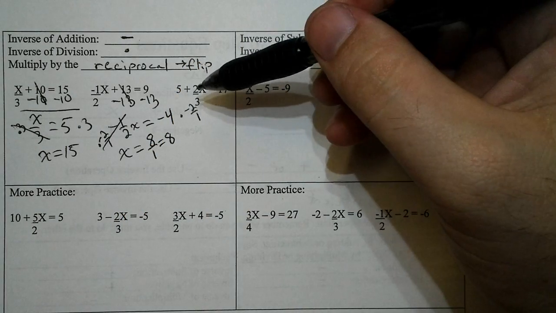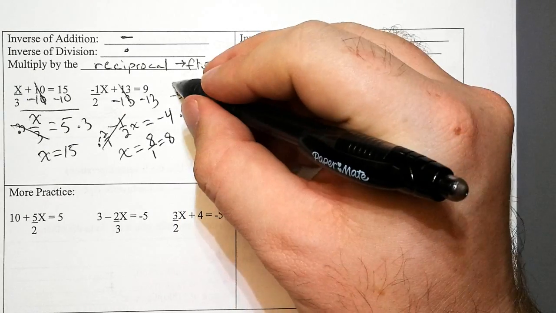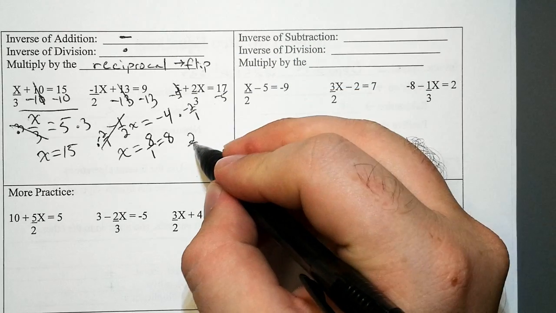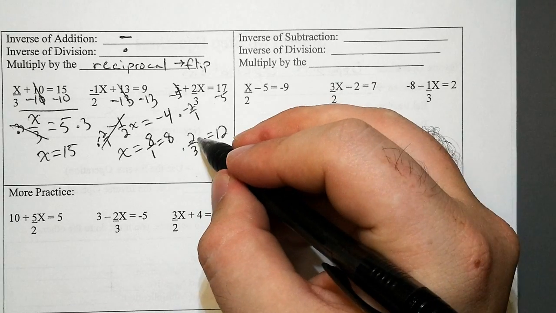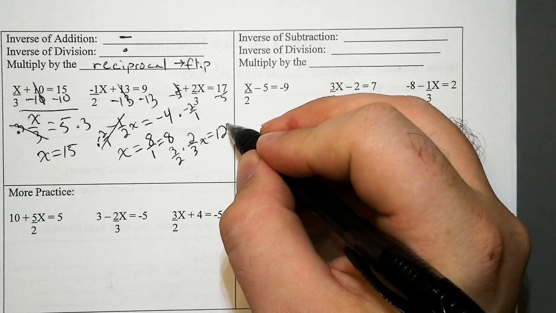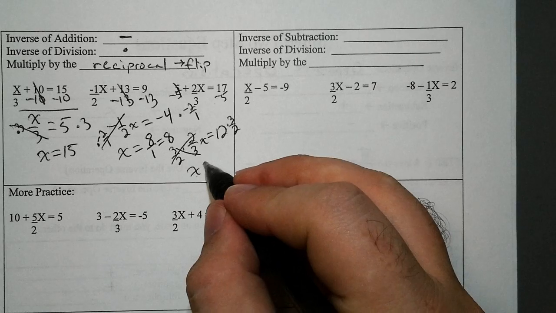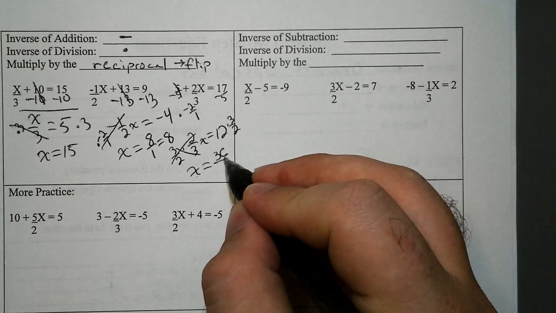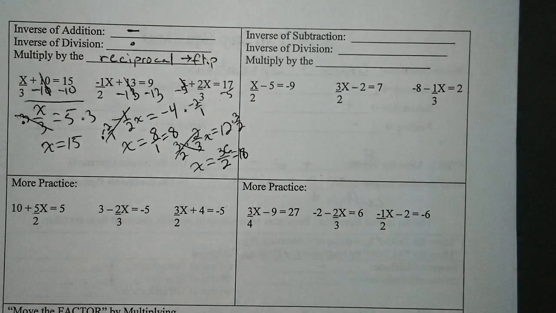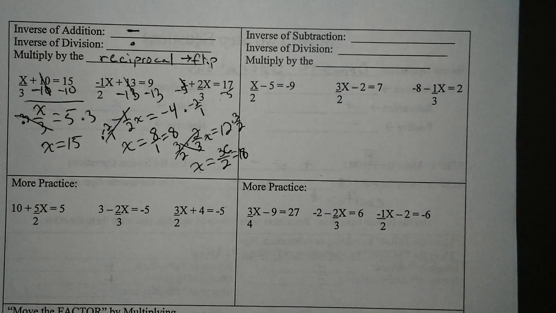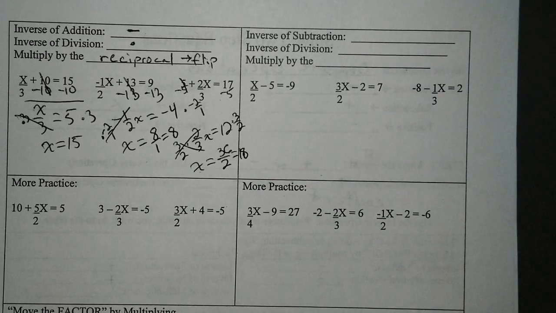Now, I ran out of room on this one, but you're basically going to do it the same way. Move your 5 first. Those cancel, and we'll get 2/3 x is equal to 12. And then multiply by the reciprocal. So multiply by 3/2. They're going to cancel out right there. This is going to be x is equal to 12 times 3, which is 36/2. That does simplify. 36 divided by 2 is equal to 18. And then try these, more practice on your own. I'll show the answers after we get these examples down.